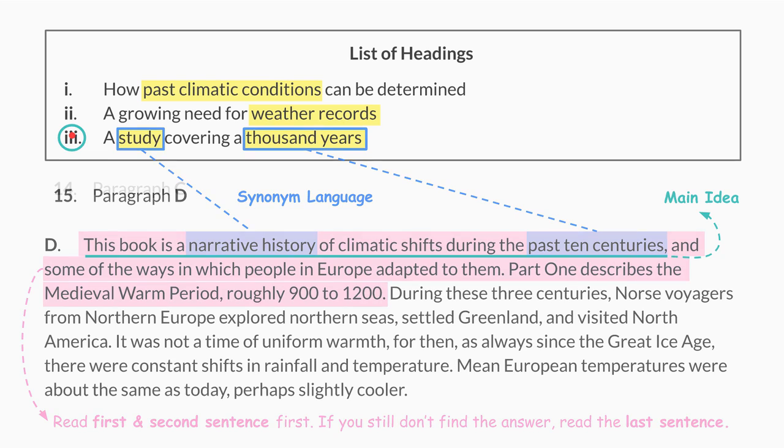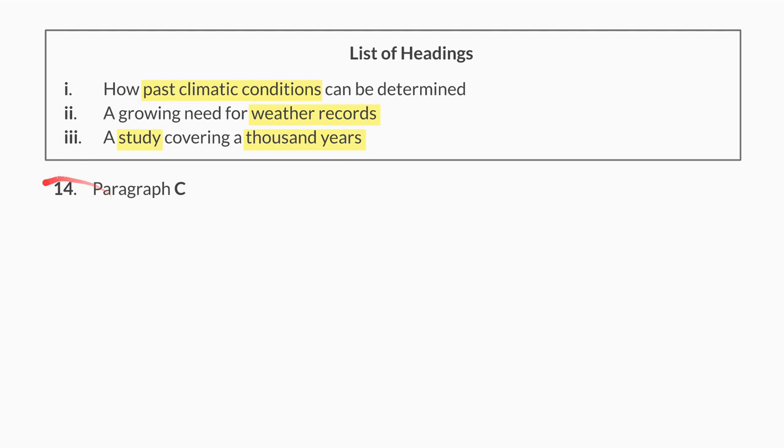Let us move on to our next question, question number 14. This time we have paragraph C. So we've already eliminated answer choice number 3. We've already used that. So remember, we're not going to be using answer choice number 3 because each answer choice can only be used once. So really, you have to decide between these two. These are the only available answer choices now.